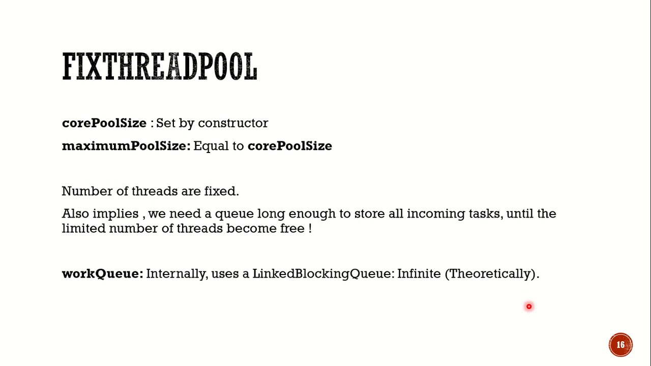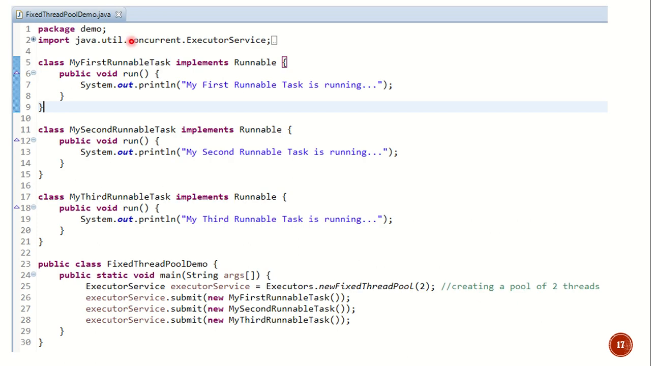So let's try to understand fixed thread pool via a piece of code. We have 3 runnable tasks: my first runnable, my second runnable and my third runnable task. And in the main method, we are creating a thread pool by setting a parameter of 2, which means we are creating a pool of 2 threads. So when 3 tasks are submitted, 2 of them would be picked up by the first and the second thread respectively. But for the third runnable task to execute, it would have to wait in the work queue, and when one of the threads gets free, it will pick the third runnable task from the work queue.